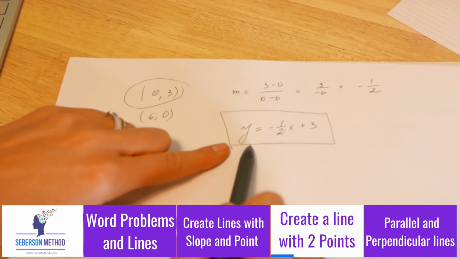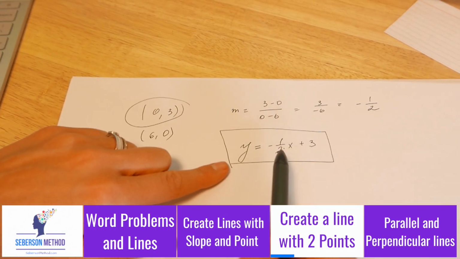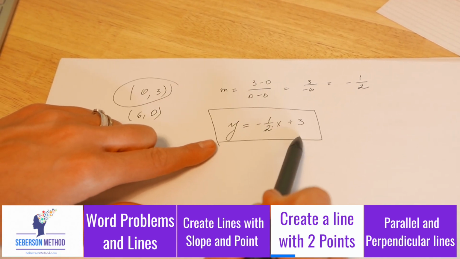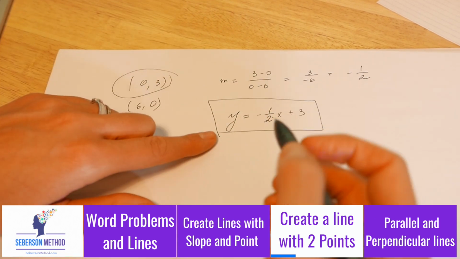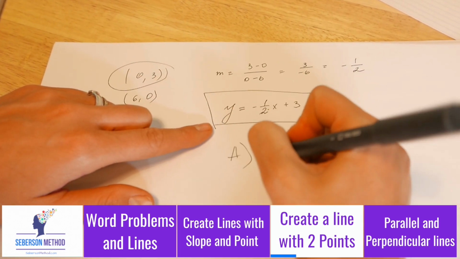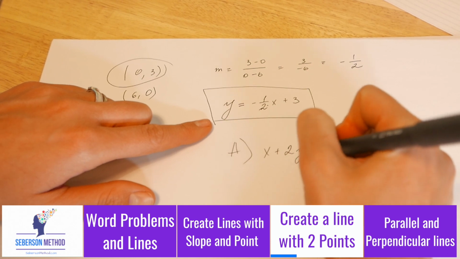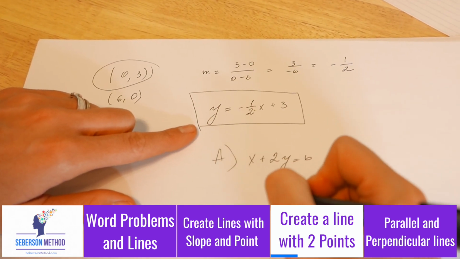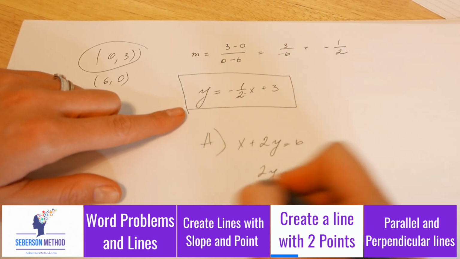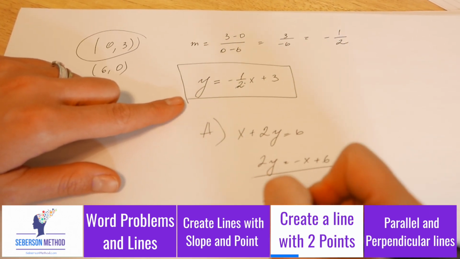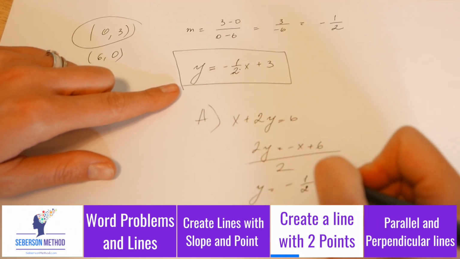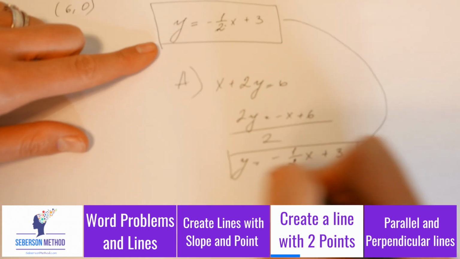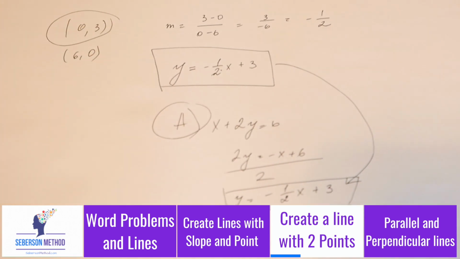We actually need to mess around with the answer choices, rearrange them, and make them look a lot more like the classical slope-intercept form. So let's start with A. Answer choice A says x plus 2y equals 6. Well, let's isolate y by subtracting x, and negative x plus 6, and then we need to divide everything by 2. Oh, looks like this is going to work. Negative 1/2 x plus 3. Identical match. So the right answer here is A.